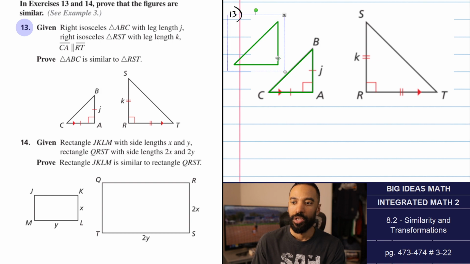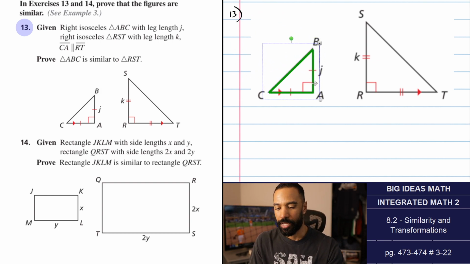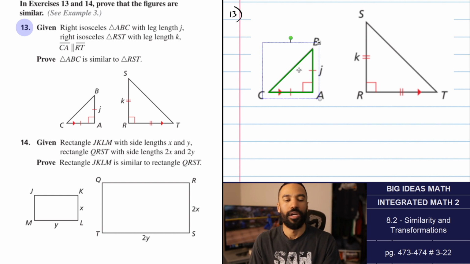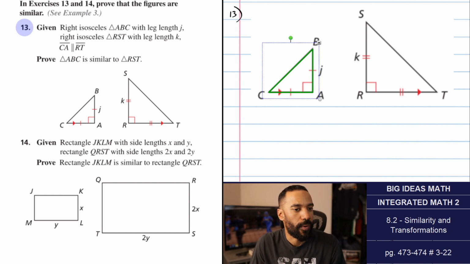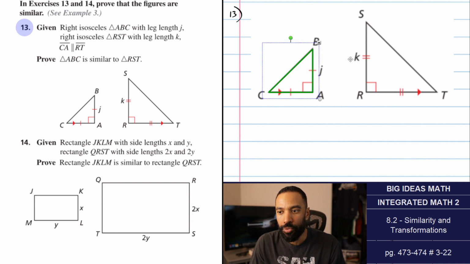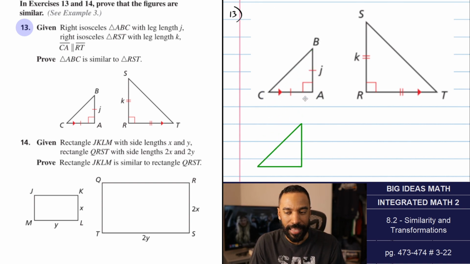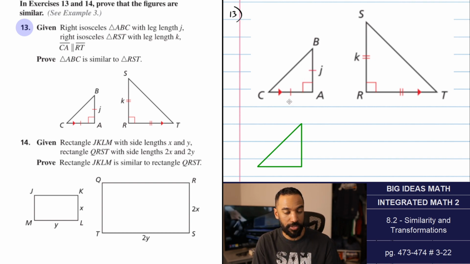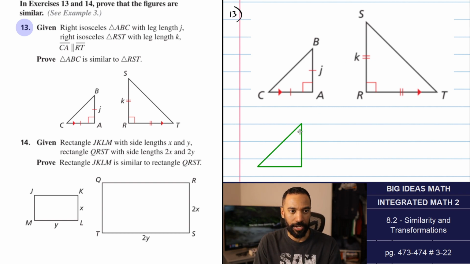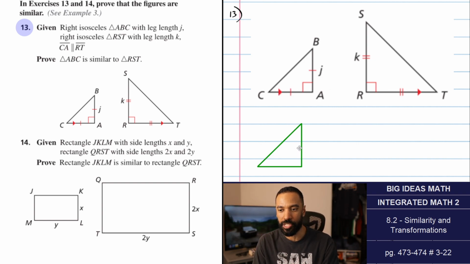Okay. We are proving, sorry, I'm getting it ready. That's what I'm trying to do. We are proving that the two triangles are similar. Now, we know they're both right isosceles triangles, and that's marked, by the way. We have a right angle and the isosceles parts by showing they're both the same length. We have a length J here and a length K here, and we have parallel parts AC and RT.